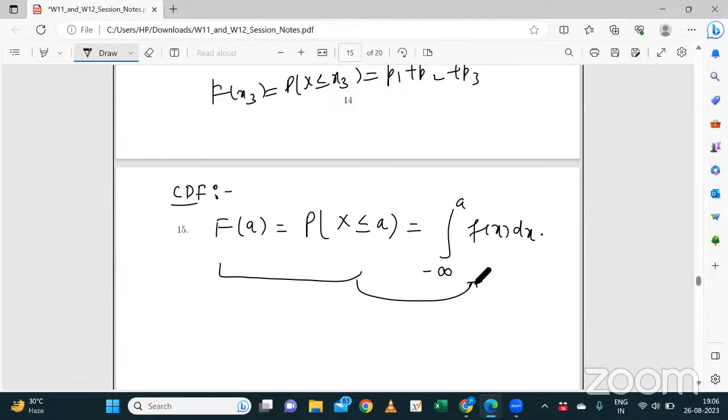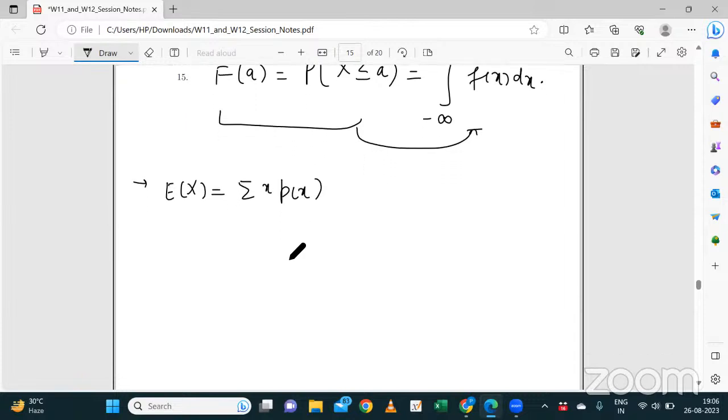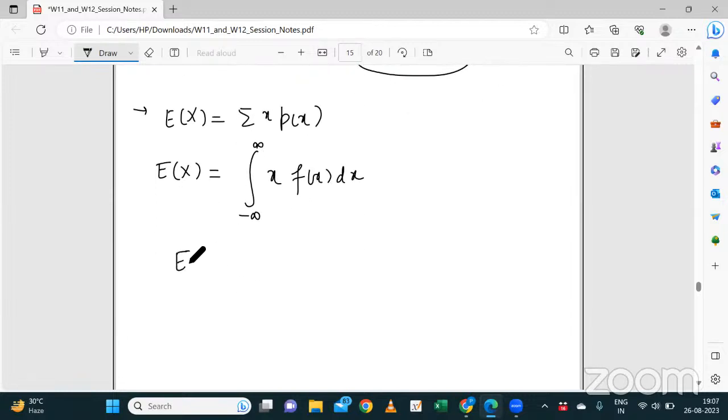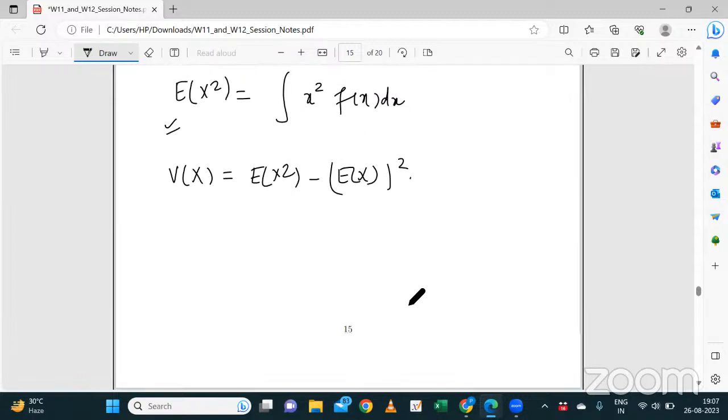Okay, tell me one more thing. What is the expected value of x? In the case of discrete, I can find the summation of x times p(x), correct or not? Yes, sir. In the case of continuous, the expected value of x means we have to integrate x f(x) dx, over whatever the range of x is. Similarly, I can find the expected value of x square, which is the integral of x square f(x) dx. If you know the expected value of x square and the expected value of x, then you can find the variance of x, because variance is the expectation of x square minus the square of the expectation of x. Is this clear? Somewhat the idea is clear to everyone? Yes, sir. Okay.